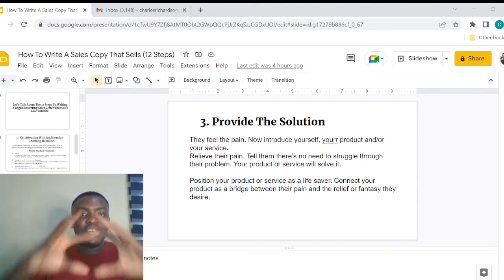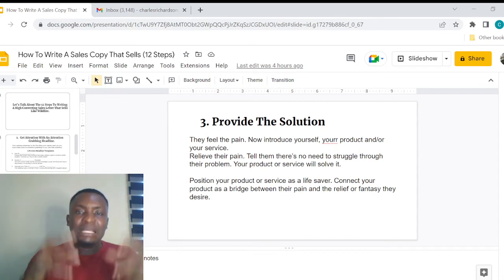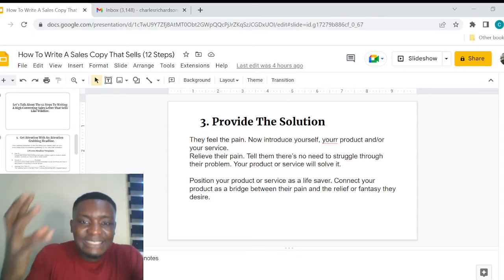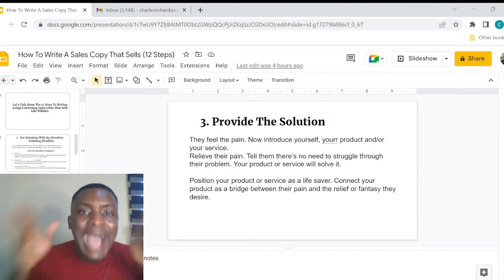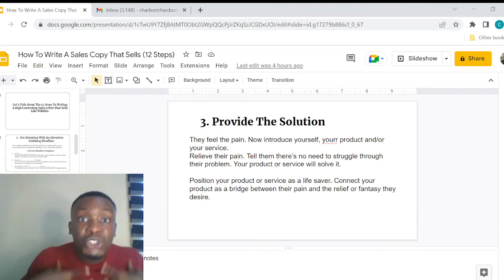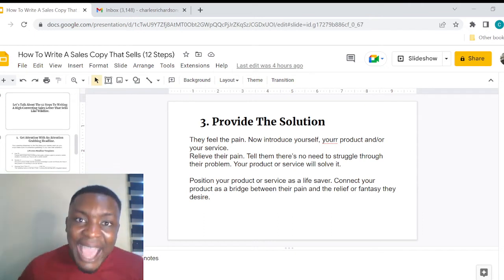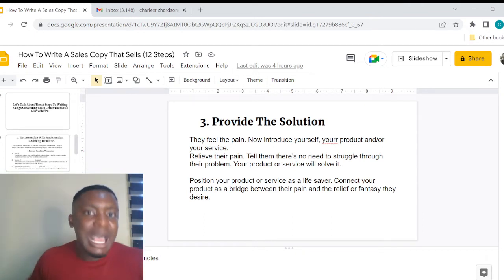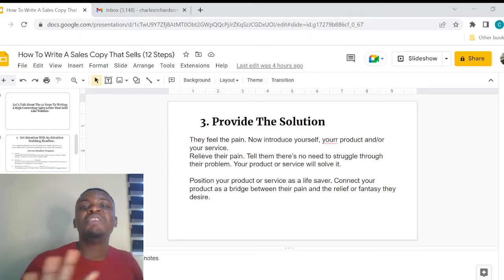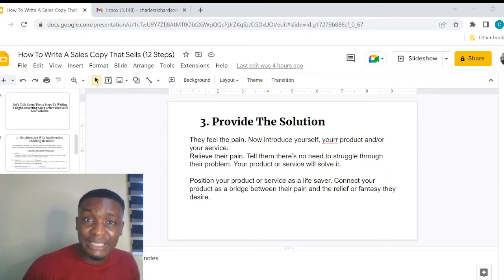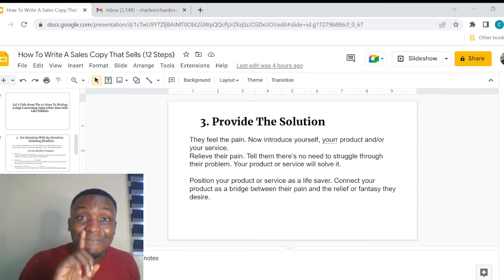Like I said, you have agitated the problem, they feel the pain. The next thing is to introduce your solution. Position your solution as the lifesaver. Position yourself as the messiah that is bringing them good news about the solution they're about to experience. They will feel relief and say, wow, so something like this exists that can solve this problem. I should listen to this guy. That is the next step.